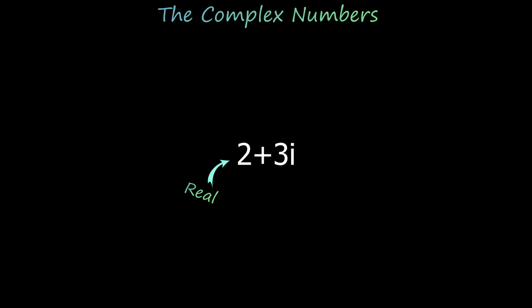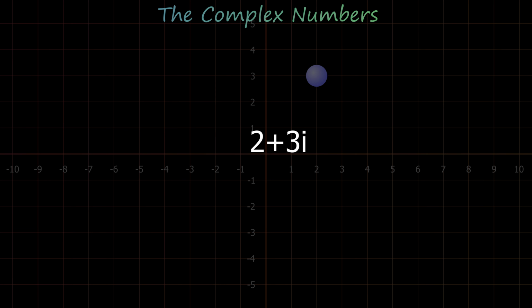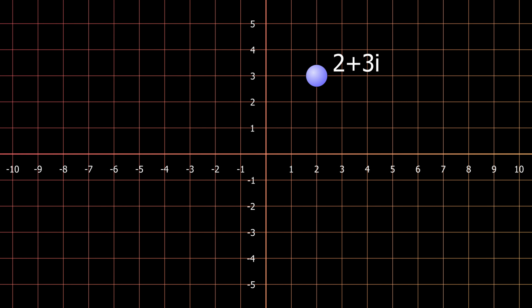A complex number has a real and an imaginary part. The real part is just a normal number, and the imaginary part is a normal number multiplied by i. For example, 2 plus 3i is a complex number. We can plot it on our number line, real part on the horizontal axis, and the imaginary part on the vertical axis. For our purposes, we just need to know how to add and square numbers. A detailed explanation of complex numbers is really a story for another video.